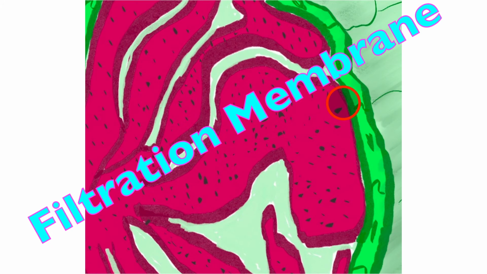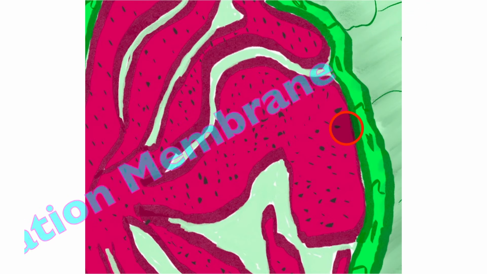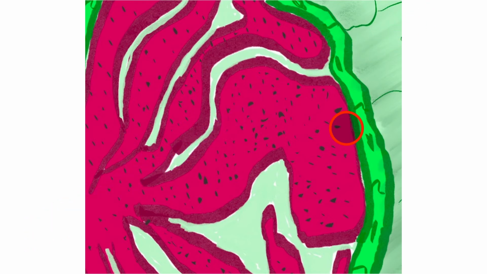What we are talking about is the filtration membrane, which is the combination of the glomerular endothelial tissue and the epithelial tissue of the visceral layer of Bowman's capsule. And this really is what we're looking at right here. The combination of these two layers, the endothelium and the visceral layer, make up the filtration membrane. Now, the diameter of these capillary pores is roughly 10 nanometers. It could be as large as 80 nanometers.